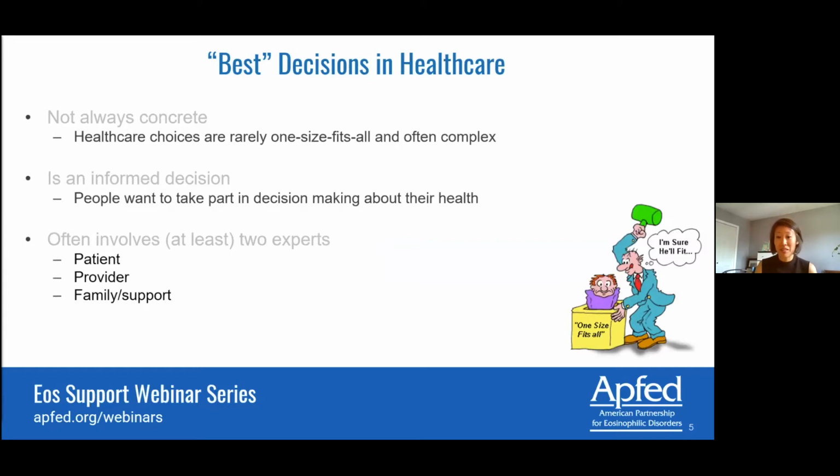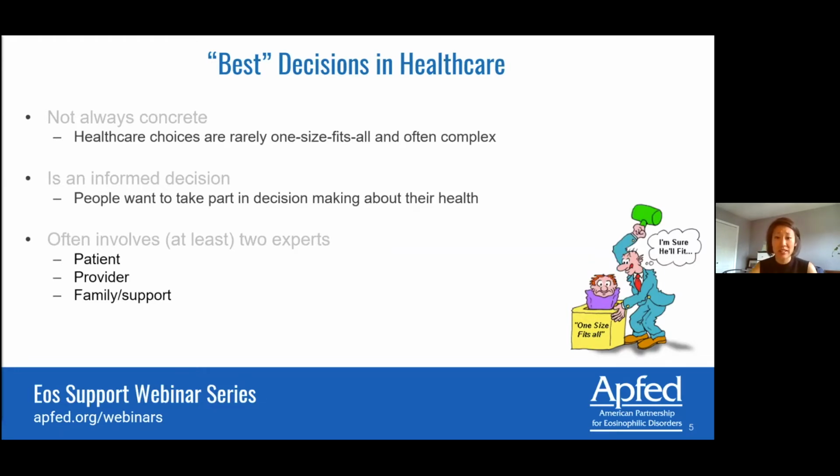So in making the best decisions in healthcare, the same rules apply. Because healthcare choices are rarely one size fits all and often complicated by other issues like other medical issues, finances, access to care, even the people around us, healthcare decisions are often not concrete and not easy at all. The best healthcare decisions are informed ones, and the existing data from studies we have do show that people want to take part in the decision-making around their health.